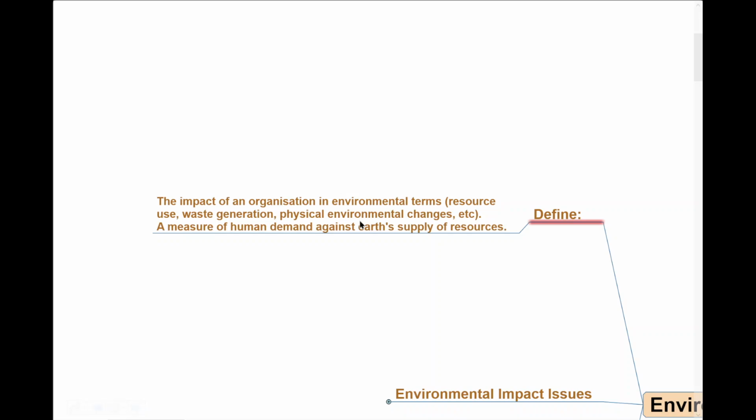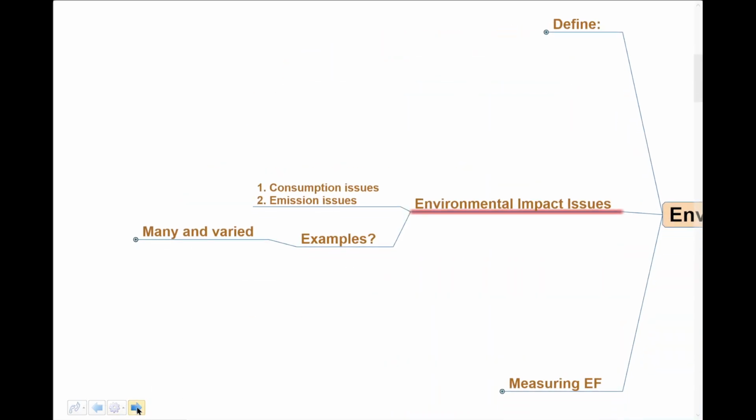So really, in essence, what we're saying is that EF concerns the human demand versus the Earth's supply of resources. That's what we mean by EF. So in terms of impact issues, clearly there's consumption, in terms of the production in the first instance, but there's also emissions. In other words, what comes out the other end.